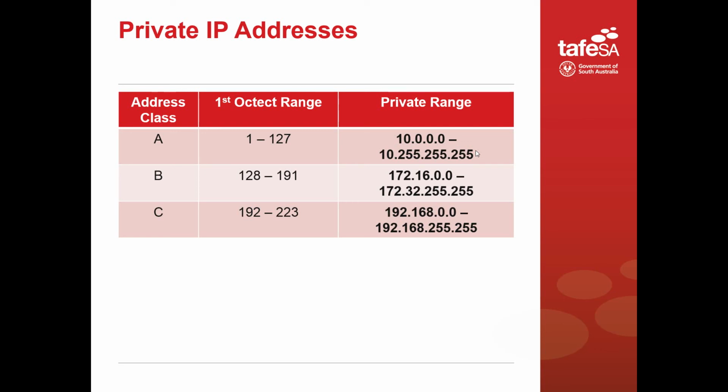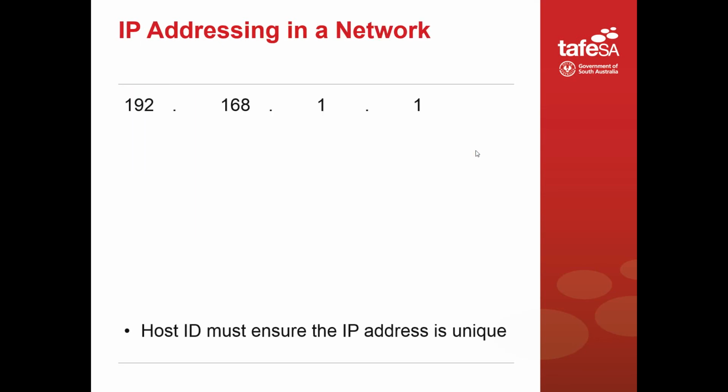Now these private addresses cannot be routed across the internet. They cannot be used publicly at all. They're reserved exclusively for local private networks. Now let's have a look at private IP addressing in a network.